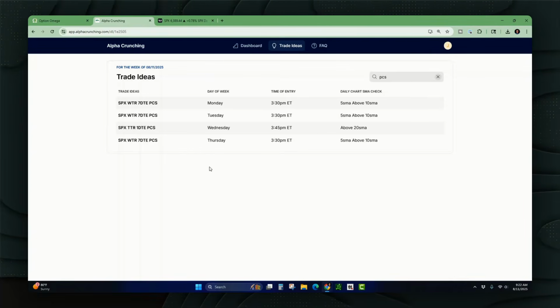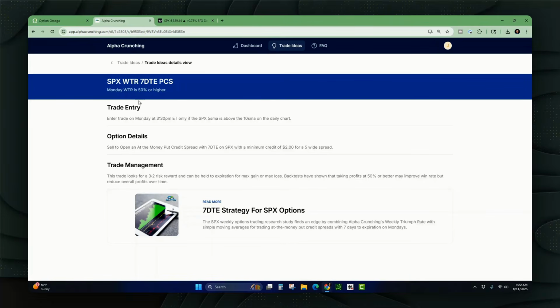So now what I want to do is go to the automation software and make sure that these 4 trades are on and looking for the next parameters, which in this case, we want the moving averages to be in a bullish position. We're going to focus on this Monday trade right now. So for Monday, we want the WTR to be above 50%, which Alpha Crunching is telling us it is. We're going to enter this trade on Monday afternoon, about 30 minutes before the close, only if SPX 5 SMA is above the 10 SMA on the daily chart.